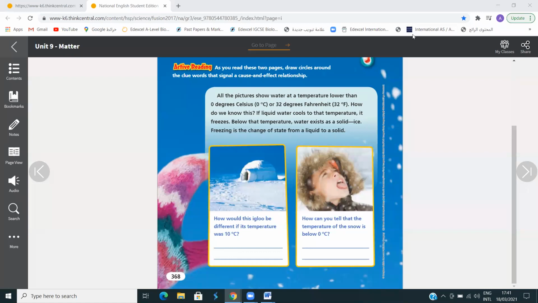Okay, my students, you will write here: the ice will be liquid water. Why? Because it will melt. But this is not freezing, this is melting. Because the ice here, my students, is solid and the water is liquid. So this is a change from solid to liquid.